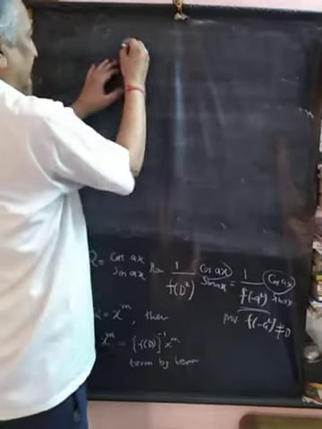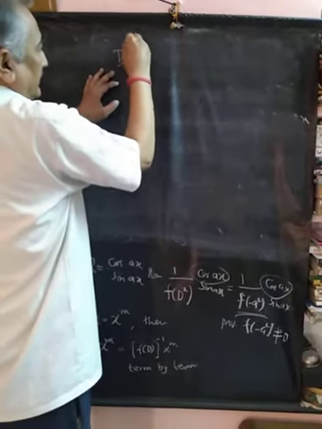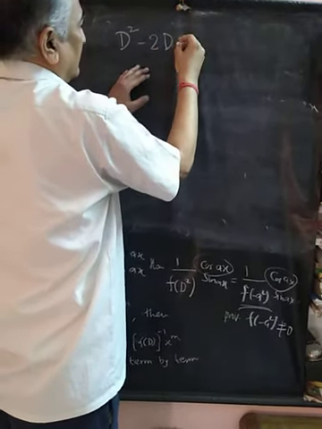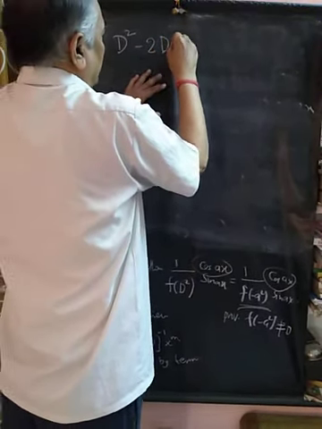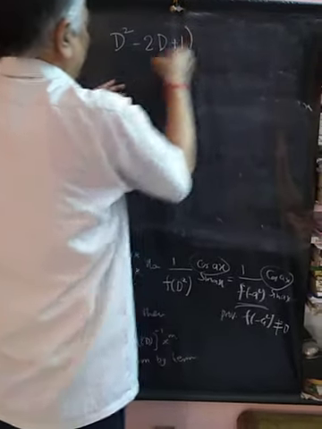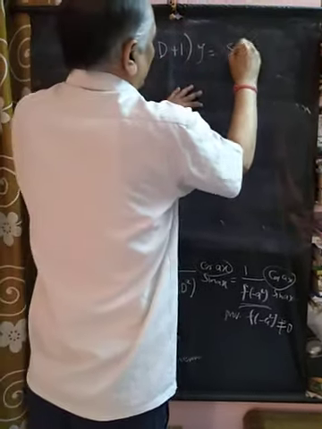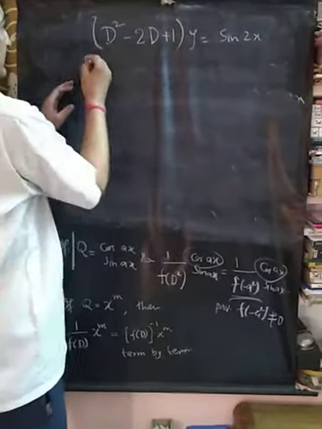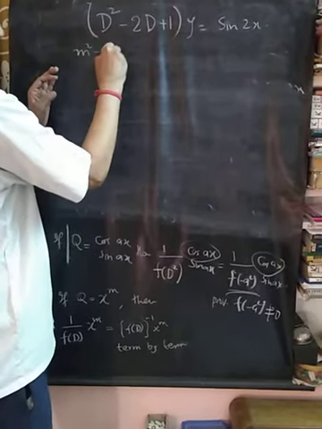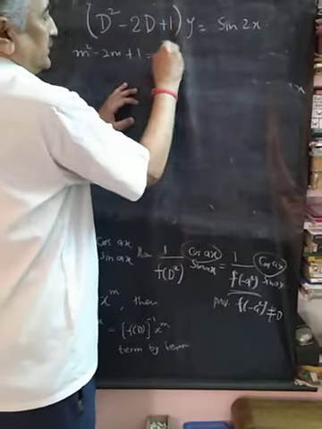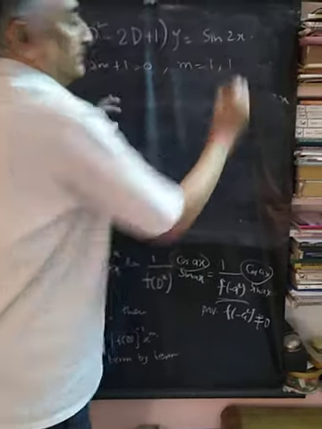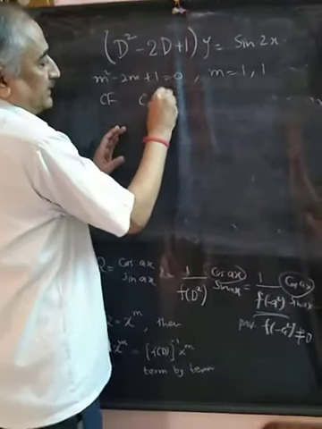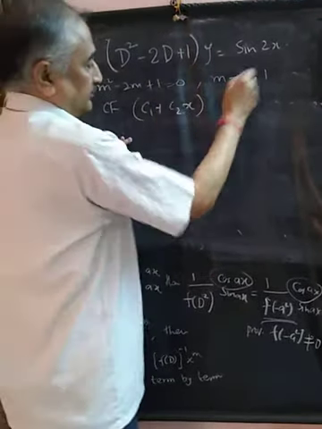Suppose the equation is like this, D squared minus 2D plus 1, for example, y equal to sin 2x. Now we know that this equation has an auxiliary equation which has two repeated roots, 1 and 1. So the complementary function is (c1 plus c2x) and exponential 1x.